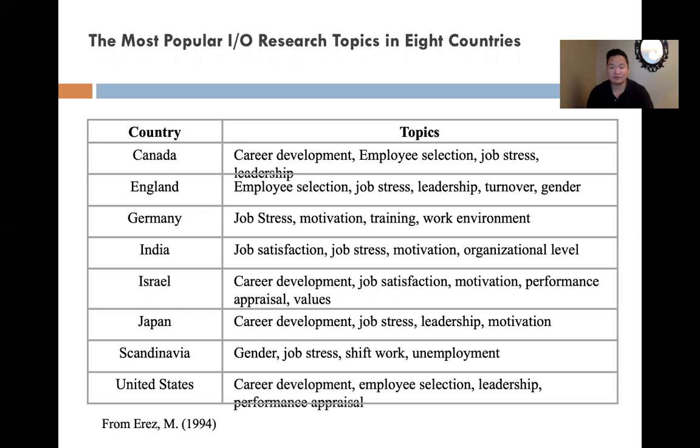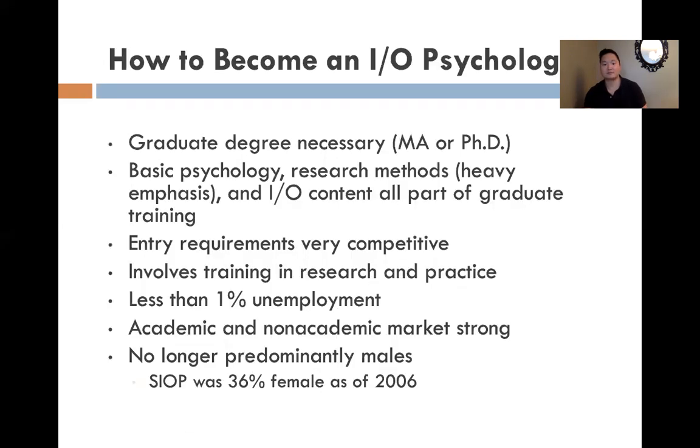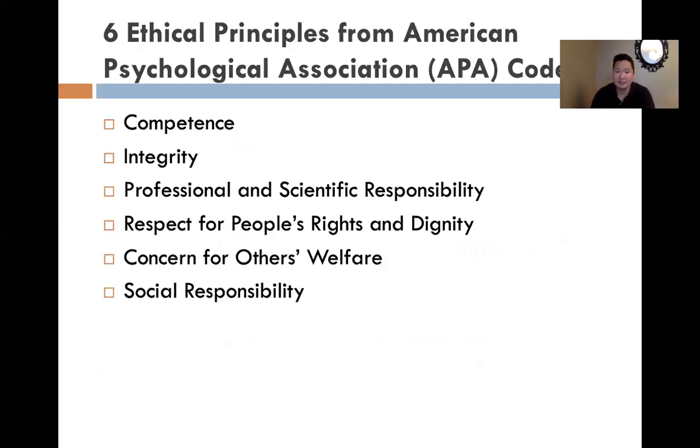like Germany's a good example, they focus on job stress, motivation training, and the work environment. So you see, and we'll talk about culture a little bit later, these interesting trends of how cultural values reflect what IO psychologists do in that country. We kind of covered this before, how to become an IO psychologist.